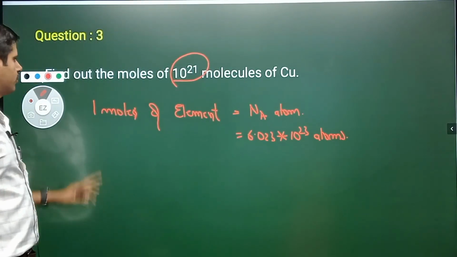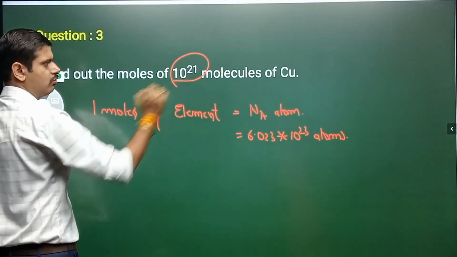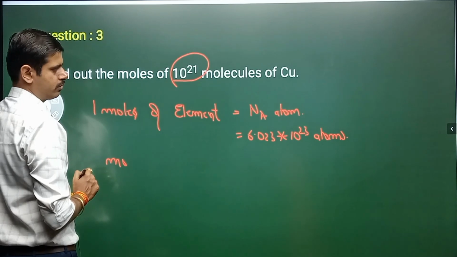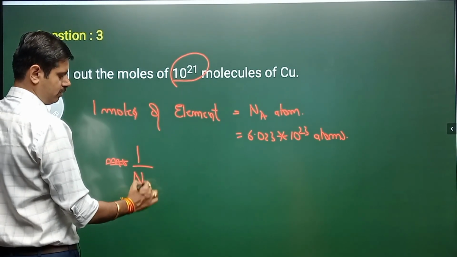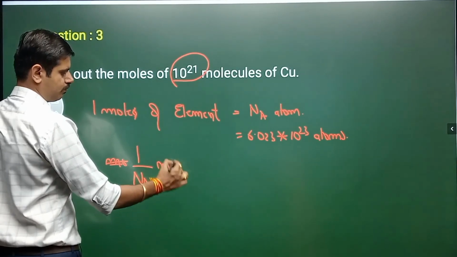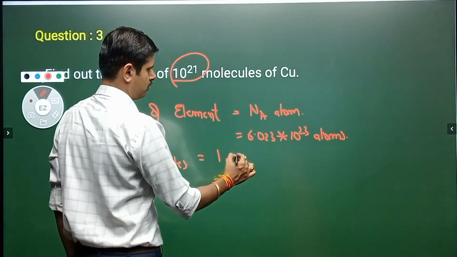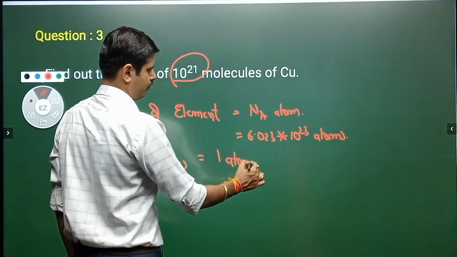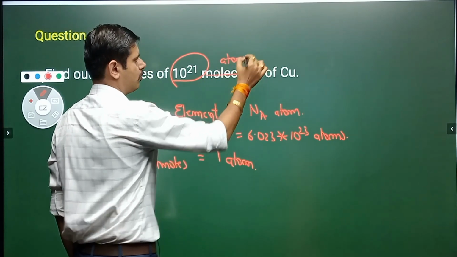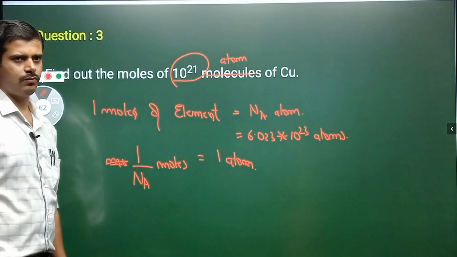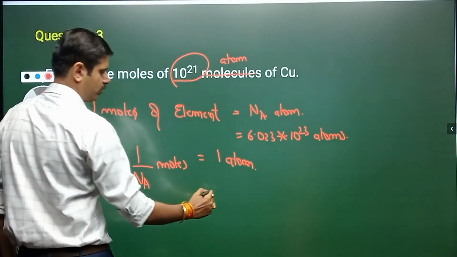Now, what do we need to find? See here. So the moles is equal to, we have 10 to the power of 21 atoms, divided by Na. 1 mole is equal to 1 Avogadro number of atoms. Clear? Copper will have an atom. Now what happens here? See, one atom is there. How many atoms are given? 10 to the power of 21.